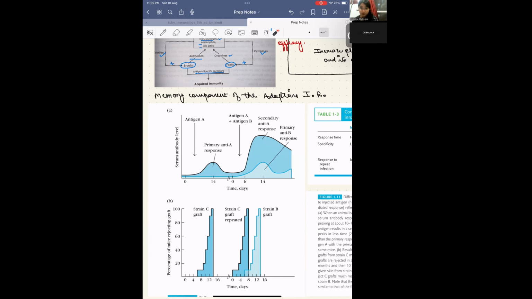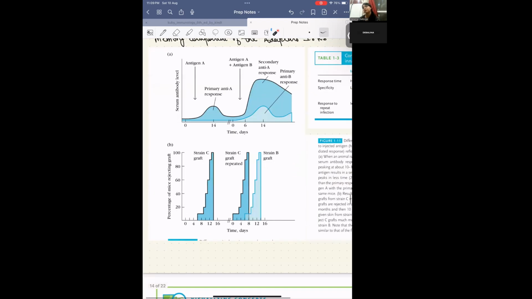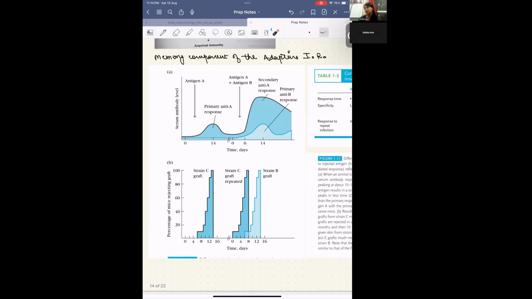And as an experimental control, along with antigen A, they must have also given some other antigen to see that again we have a 14 day lag period for a small primary antibody response. A similar experiment can also be performed for T cell response. However, it is somewhat more difficult to quantify the number of cells.